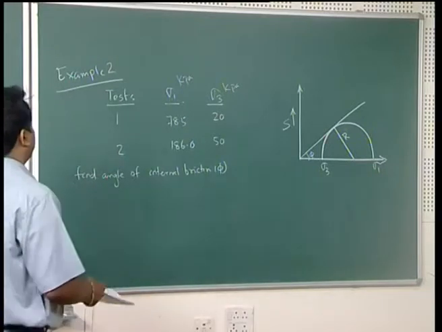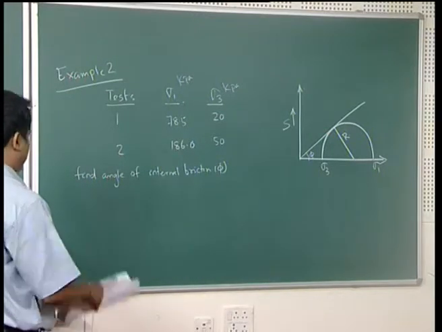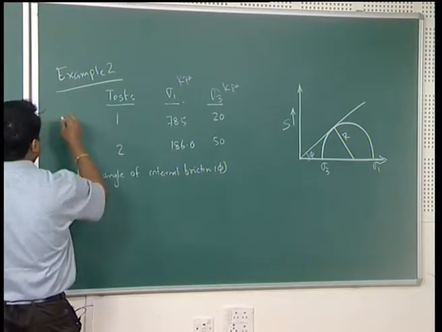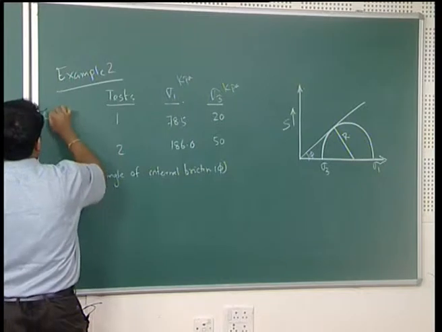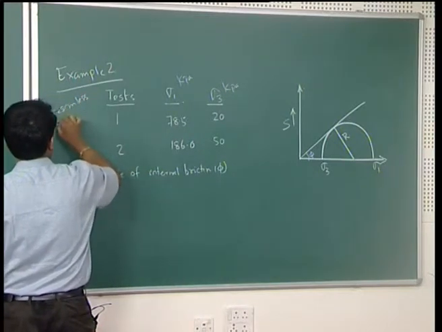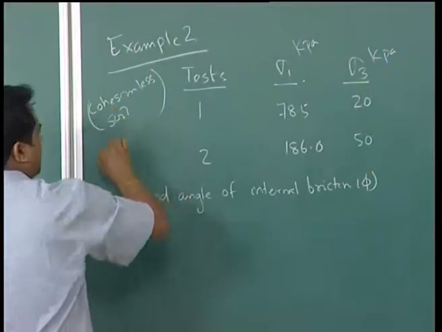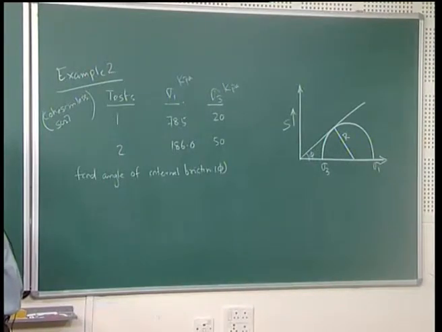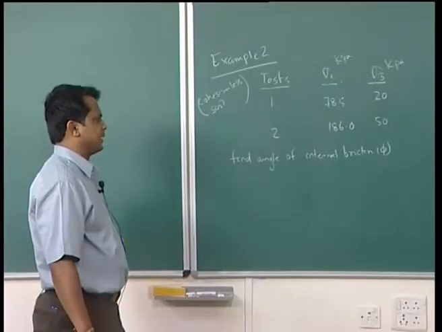Example 2, and this is for cohesionless soil test. There are two triaxial test results for cohesionless soil. In cohesionless soil, C is equal to 0. Test means test 1 and 2. There are two tests that have been done, and sigma 1 and sigma 3 are given. And it has been asked to find the angle of internal friction phi.